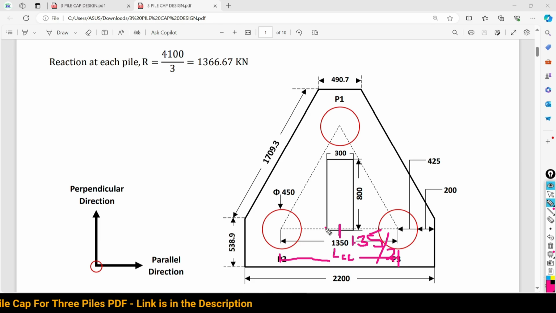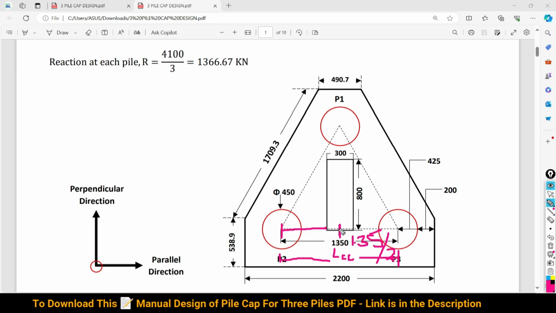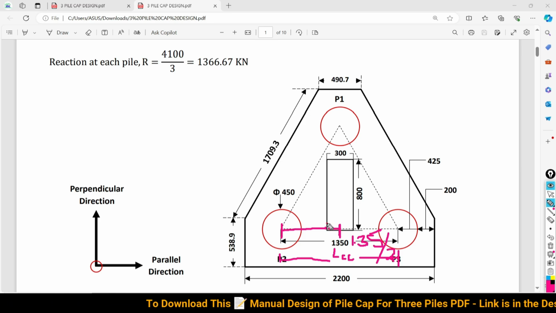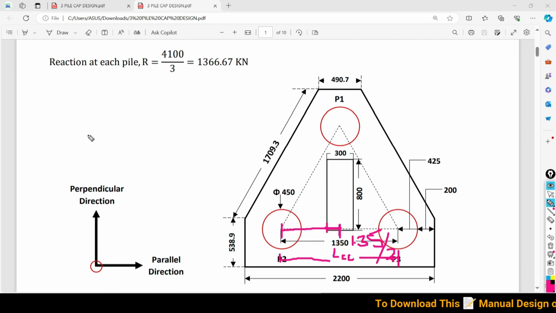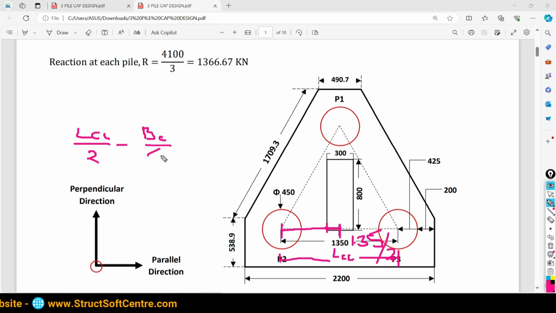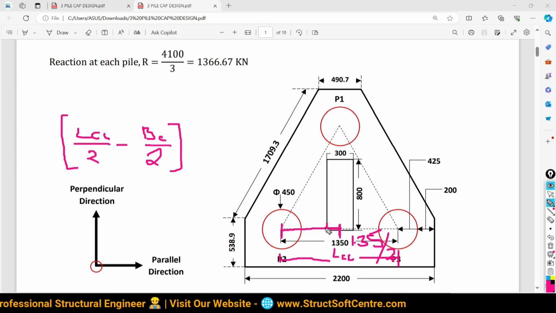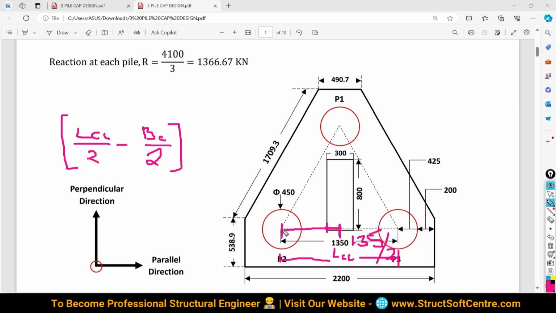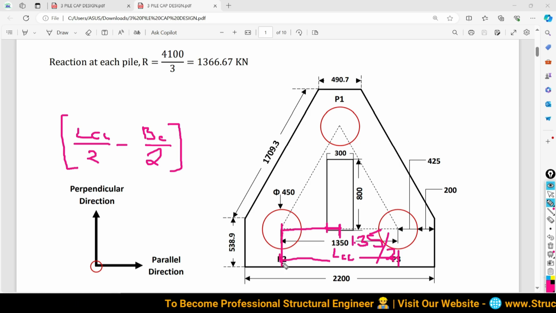Now we actually have to calculate the distance from the face to the center. So we also have to subtract half of the width of the column. So the formula for this perpendicular distance becomes: center to center distance between the piles divided by 2 minus width of the column divided by 2. If you do the calculation, you will get the distance from the face of the column to the center of the pile, and the reaction carried by the pile we already know.